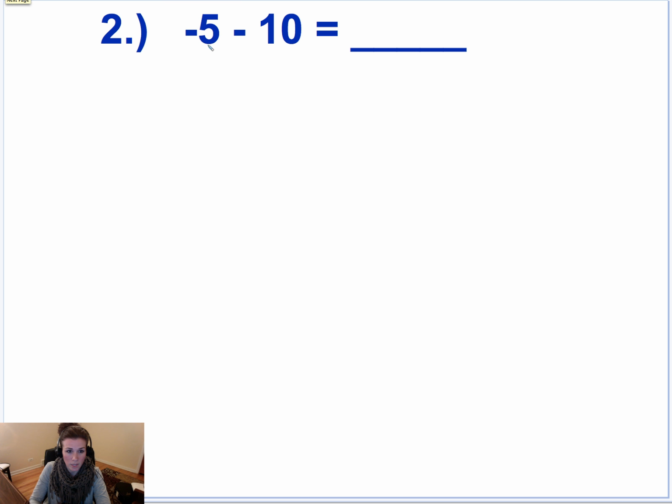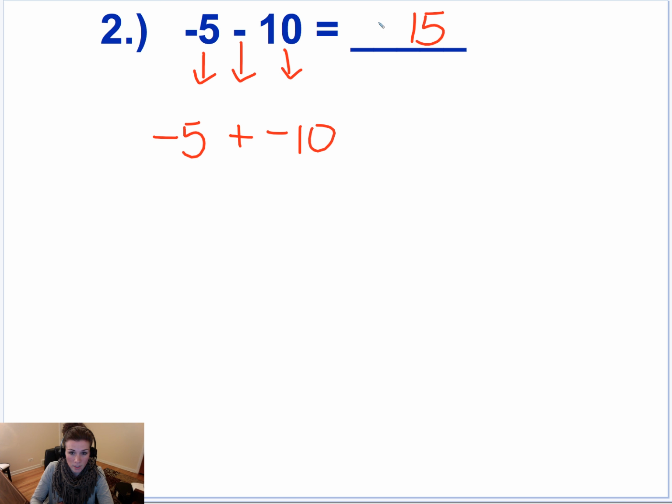In number 2, negative 5 minus 10. This is a subtraction problem, so before I can do any of the tricks, I have to change it to addition. So the first number stays the same. The subtraction changes to addition, and the 10 changes to a negative 10. So we have a negative 5 plus negative 10. They have the same sign, so we need to combine. 5 plus 10 would be 15, and since they're both negative, it's negative 15.